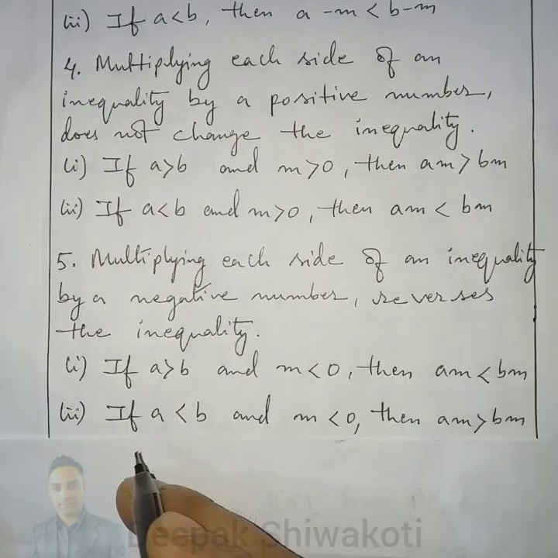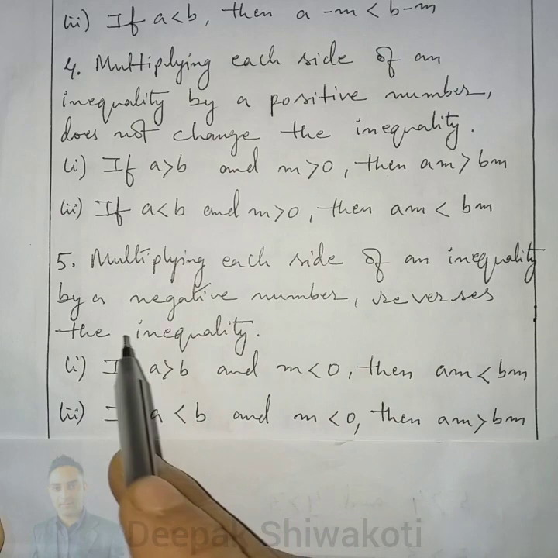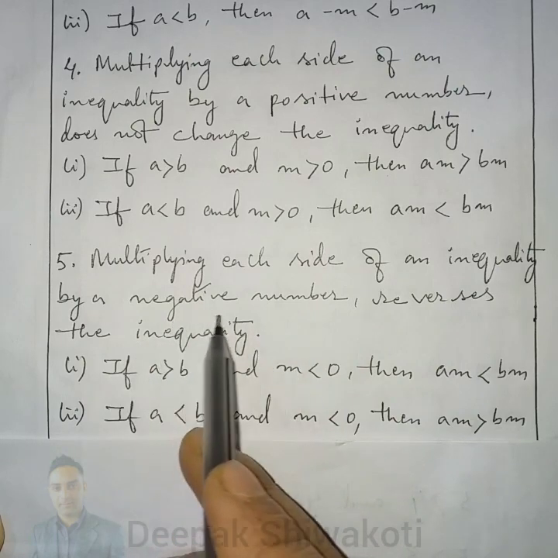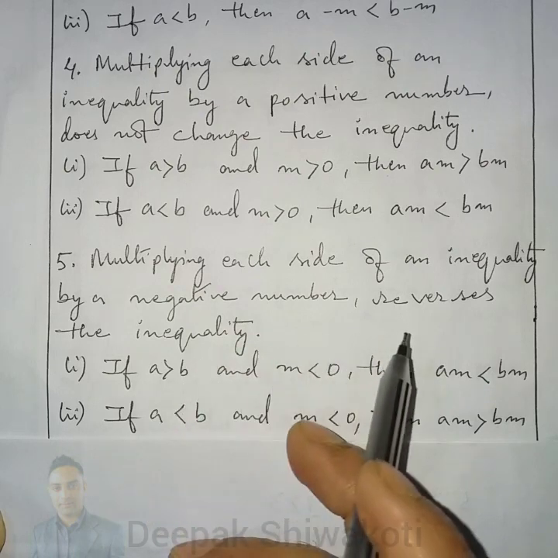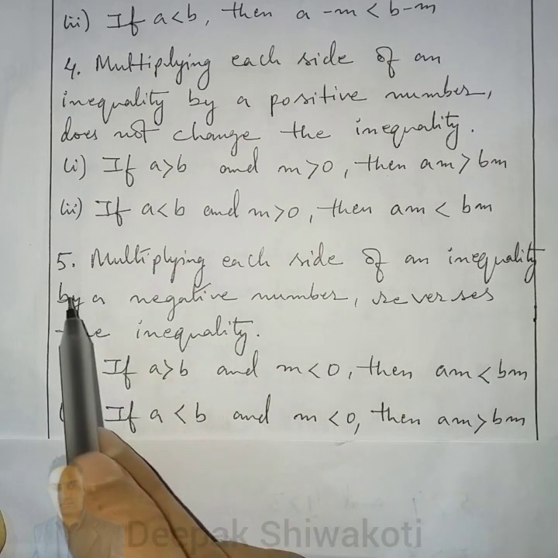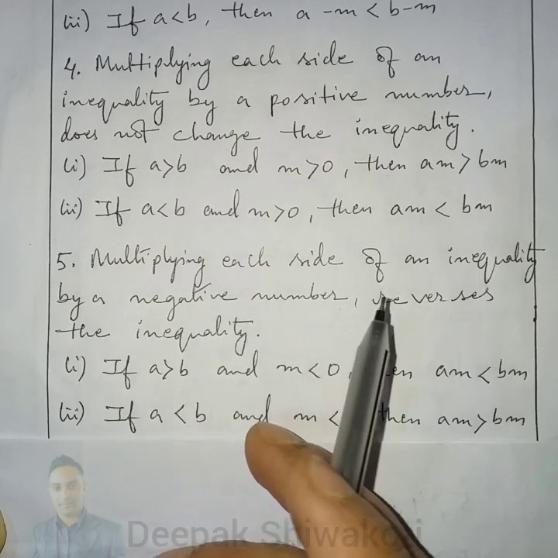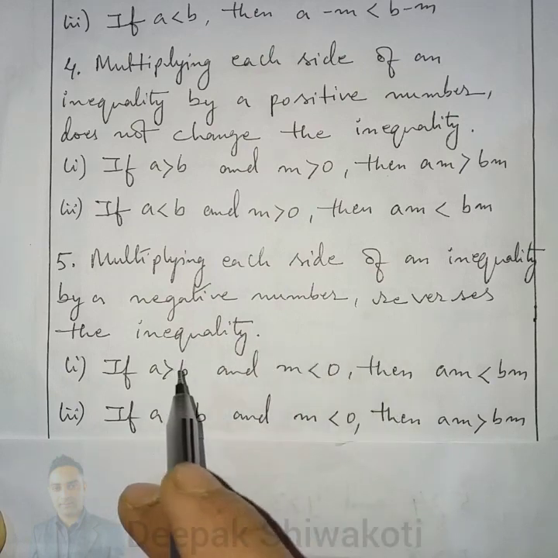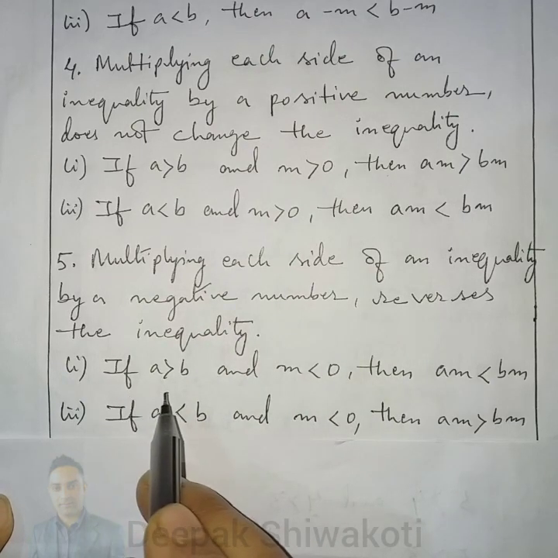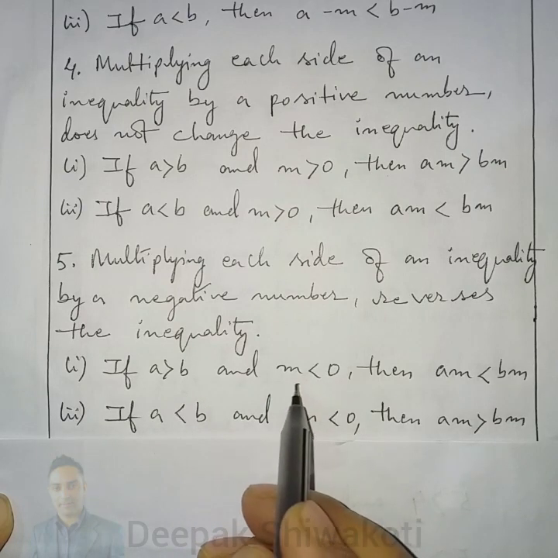Number five, multiplying each side of an inequality by a negative number reverses the inequality. So here the sign changes. This number five is important to remember. Multiplying each side of an inequality by a negative number reverses the inequality. Number one, if a is greater than b and m is less than 0, by this it means that m is a negative number, it is less than 0.